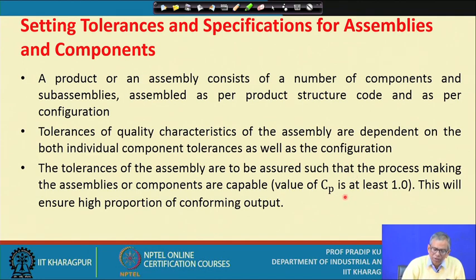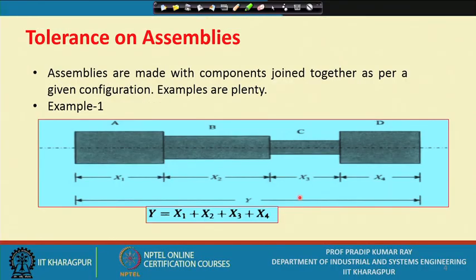And the next thing you have to do is make sure that the value of CP, the process capability ratio, is at least 1. Now these assumptions we will make, and based on these assumptions we will determine the relationship between the component tolerances and the final assembly tolerance. This will ensure a high proportion of conforming output. That means if the process is centered and CP is 1, we are concluding that the process is highly capable. That means there will be hardly any non-conforming units from the process. Is it okay? So that condition is to be ensured.